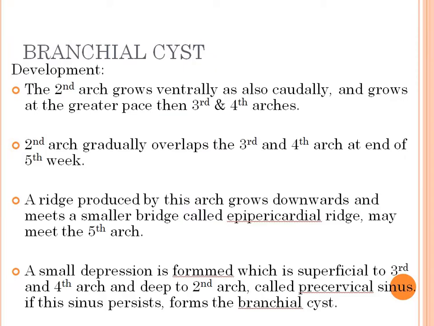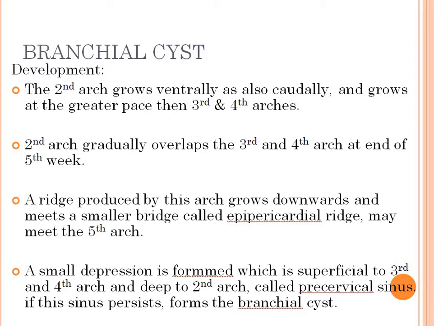Now comes the branchial cyst. Development: the second arch grows ventrally as also caudally, and grows at a greater pace than the third and the fourth arches. The second arch gradually overlaps the third and the fourth arch at the end of the fifth week. A ridge produced by this arch grows downward and meets a smaller ridge called the epipericardial ridge, may meet at the fifth arch.